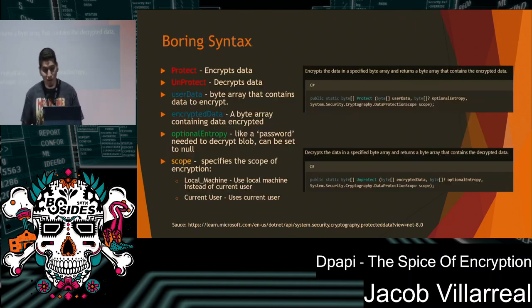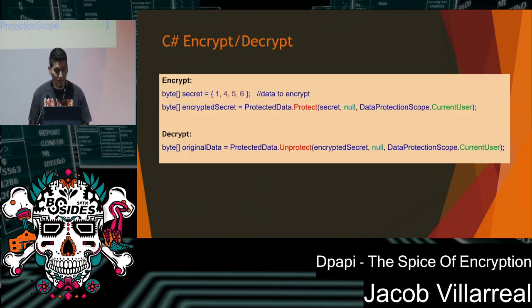Looking a little bit at the code, here are those two methods that I mentioned: Protect, which encrypts the data, and Unprotect, which decrypts the data. Those have a couple of things that you can pass through, such as, of course, the user data, the information that you'll be encrypting and decrypting. The optional entropy, which, again, would just be another string that you add, another secret or password you could think of. And then the scope, which goes at the end, where you specify if you want it to be just the local machine or the current user. Also, at the bottom is a link to more information about it.